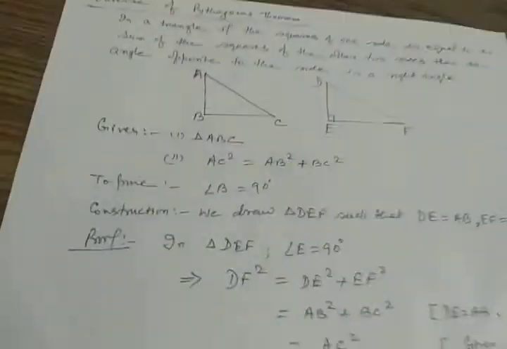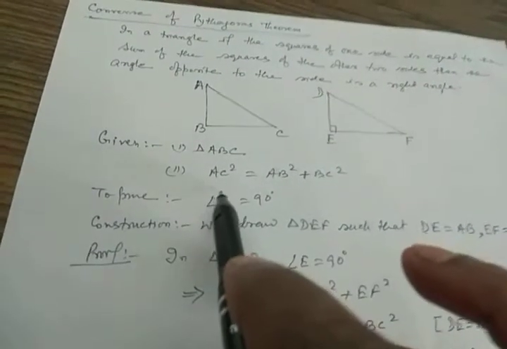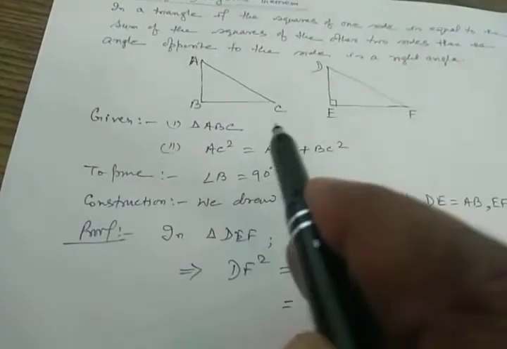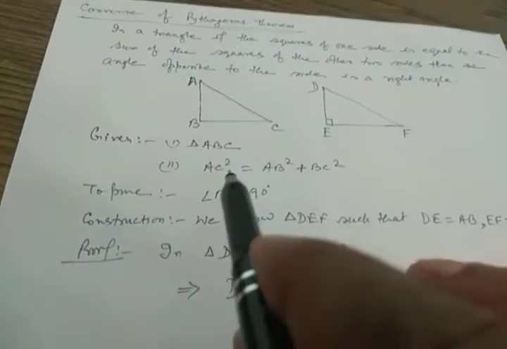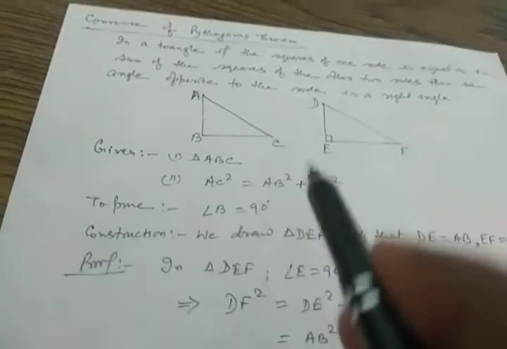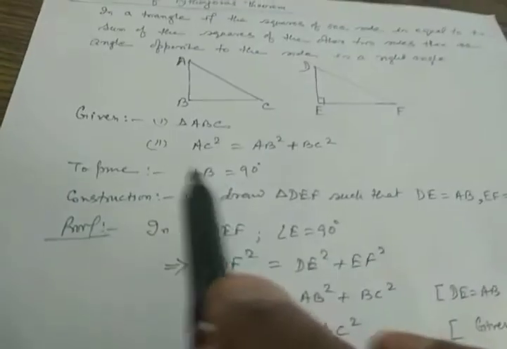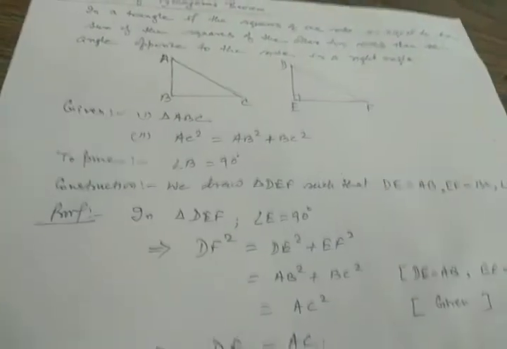What do we suppose here? Triangle ABC, and it is given that AC square is equal to AB square plus BC square. Same Pythagoras result. And so we have to prove now that angle B is 90 degrees. I mean, it is a right angle triangle.